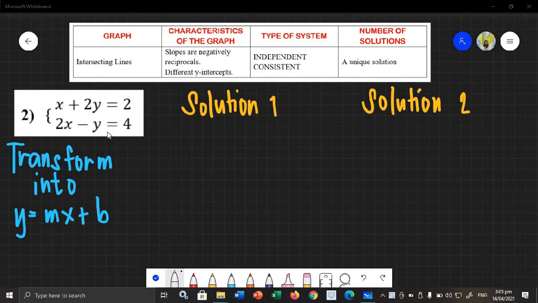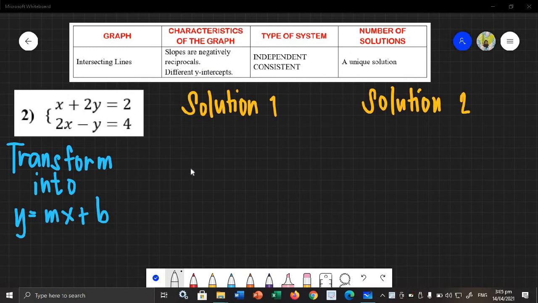Now, let's prove naman na yung example number 2, yung graph niya ay intersecting lines. So kapag intersecting lines yung graph, yung slope dapat ng system of linear equations, they are negatively reciprocals and they have different y-intercepts.